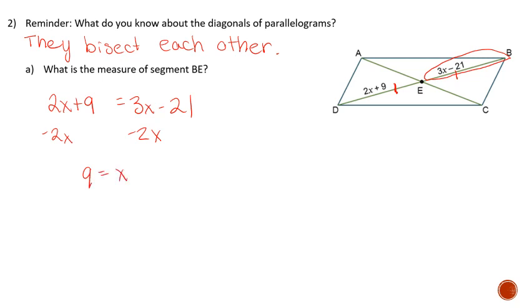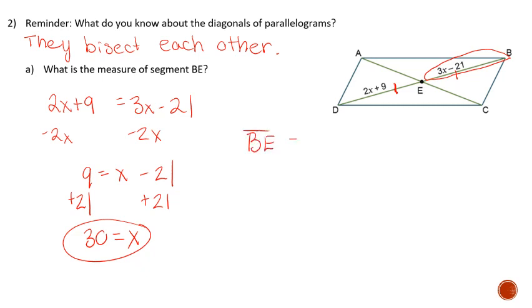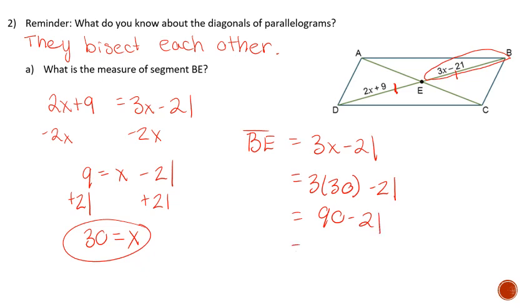So 9 equals x minus 21. Add your 21 to the other side, and you'll have 30 equaling x. Now that we know what x is, we can go ahead and plug it back into the expression for BE. So we know that segment BE equals 3x minus 21. If we plug in 30 for x, we'll have 3 times 30 minus 21. So 90 minus 21 will give us 69. So the length of segment BE is 69 units.